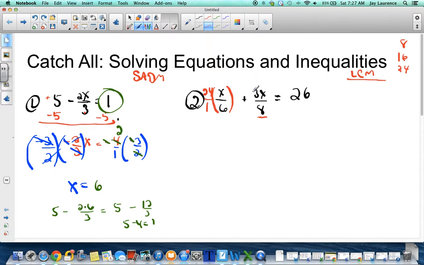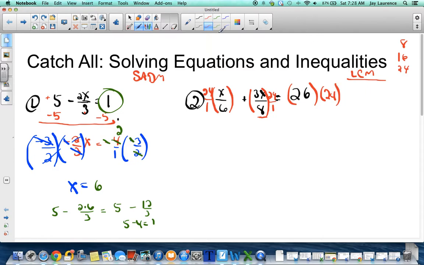All right, so I'm going to multiply all three terms by the 24. I don't know if you realize this, but I'm distributing on the left-hand side. And the reason I have to multiply on the right-hand side is that old seesaw idea. If I do something to one side of the equation, I have to do the same something to the other.